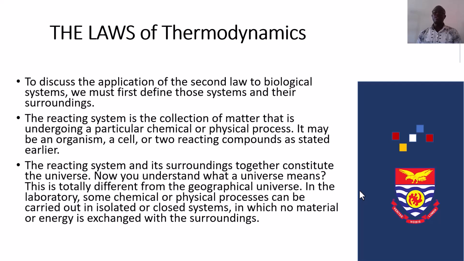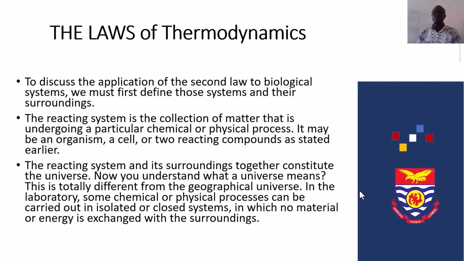To discuss the application of the second law to biological systems, we must first define those systems and their surroundings. A reacting system is a collection of matter that is undergoing a particular chemical or physical process. It may be an organism, a cell, or two reacting compounds as stated earlier. The reacting system and its surroundings together constitute the universe. Now, you understand what a universe means. This is totally different from the geographical universe.